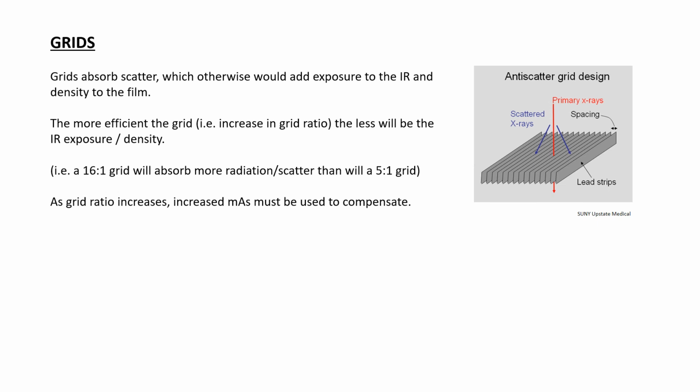For example, as I was just saying, a 16:1 grid would absorb more radiation or scatter than would a 5:1 grid. So we want to keep in mind then that as grid ratio increases, increased mass would have to be used to compensate. Why? Because what does a grid do? It gets rid of scatter. And even though scatter isn't good density, it's still density. So if we get rid of the scatter in order to maintain a certain level of density, I'd have to bump up the mass.